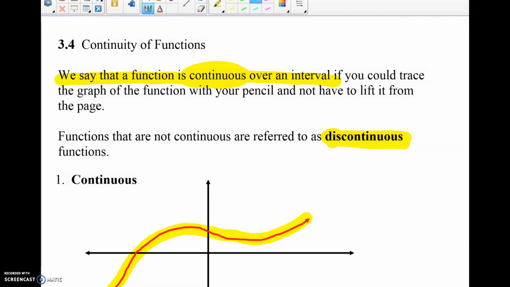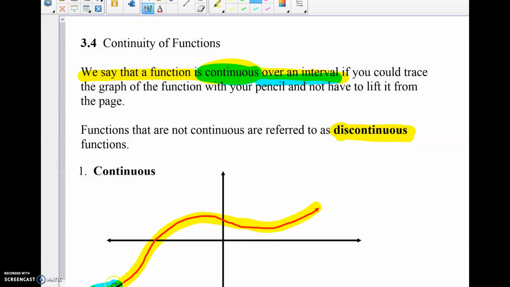Okay, 3.4 Continuity of Functions. We say that a function is continuous over a certain interval if you can trace the graph of the function with your pencil and not lift it up. So for example, in this function below, I can trace here with my pencil and not lift it up.